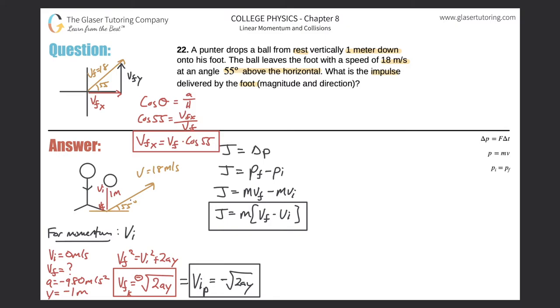Now, let's do the same analysis for the final in the Y. So realize hypotenuse, angle, opposite side, so now it's sine, right? So sine of theta will equal the opposite side over the hypotenuse. So the sine then of 55 will equal the final velocity in the y direction, all over the final velocity resultant vector. Again, let's just cross multiply. So we're going to get the final velocity in the y direction will be equal to final velocity resultant vector multiplied by the sine of 55.